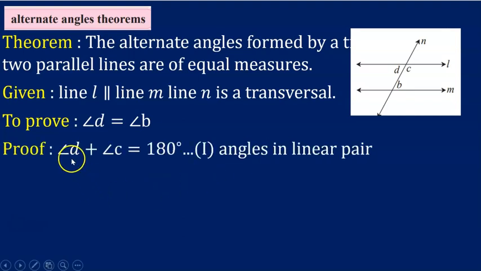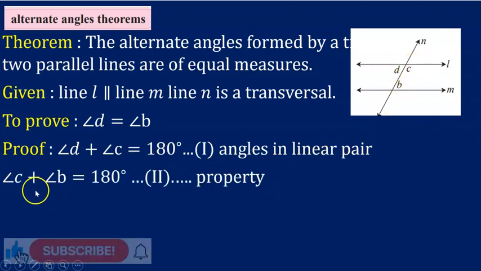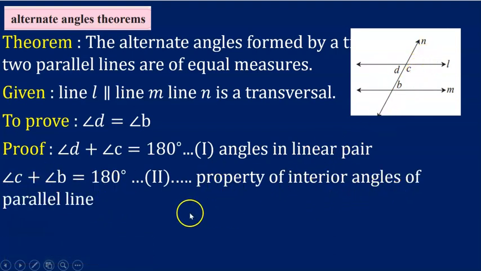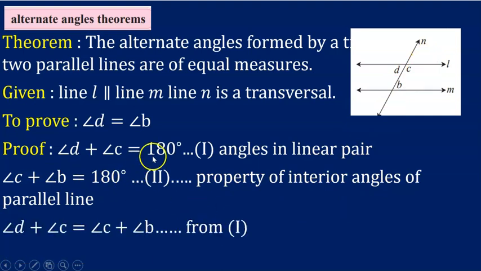Now the proof. The measure of angle D plus the measure of angle C is equal to 180, because they are a linear pair. Also the measure of angle C plus angle B is equal to 180, by the property of interior angles of parallel lines. As their right hand sides are equal, their left hand sides are also equal. That is, the measure of angle D plus the measure of angle C is equal to the measure of angle C plus the measure of angle B. We can cancel C on both sides. Then we get the measure of angle D is equal to the measure of angle B, and hence we have proved this theorem.